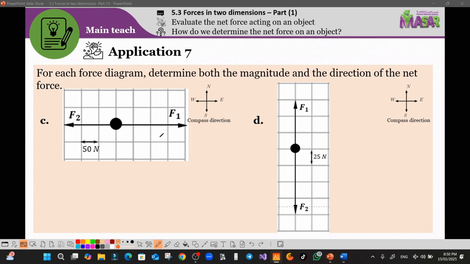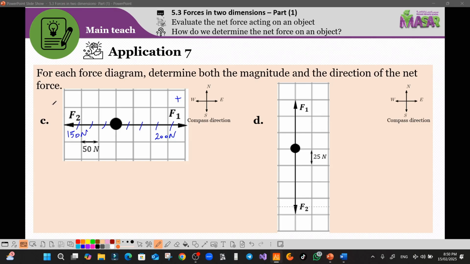However, I'm gonna do that quickly. No need to write more steps now because the operation now is obvious. We have 4 grids, 1, 2, 3, 4. 4 multiplied by 50 is equal to 200 Newton. So F1 is 200 Newton. For F2, we have 1, 2, 3. 3 times 50 is 150 Newton.